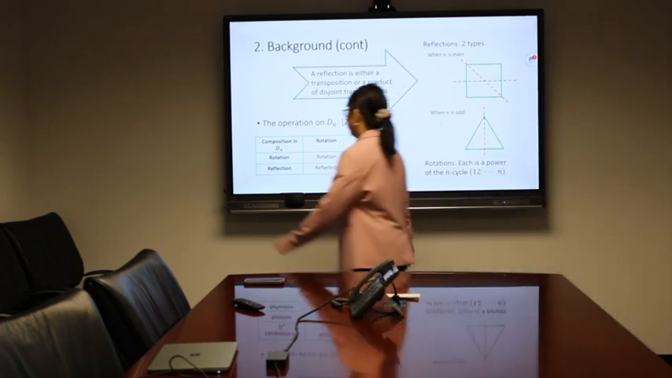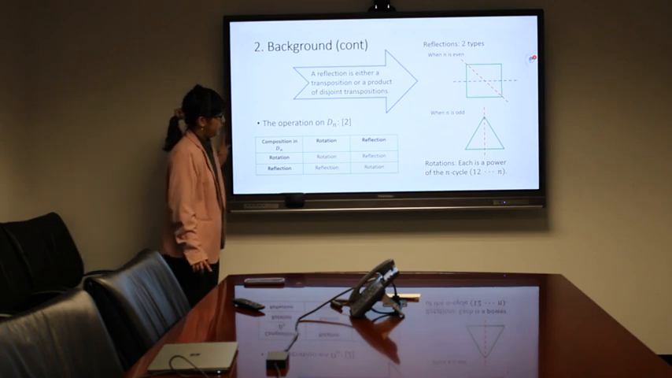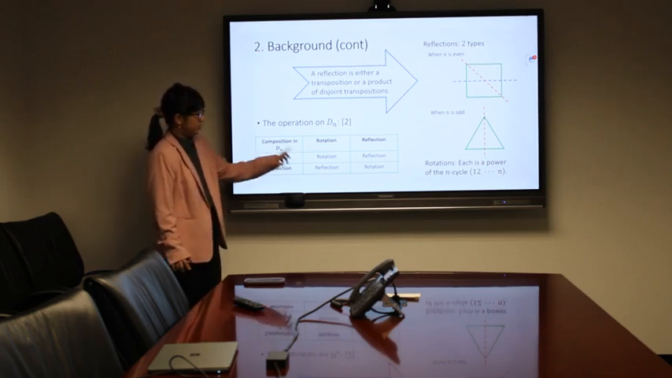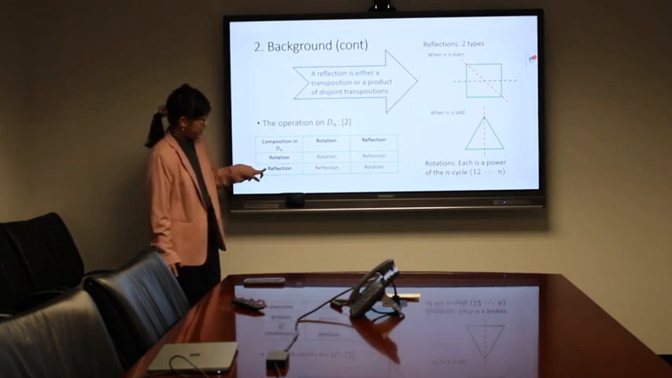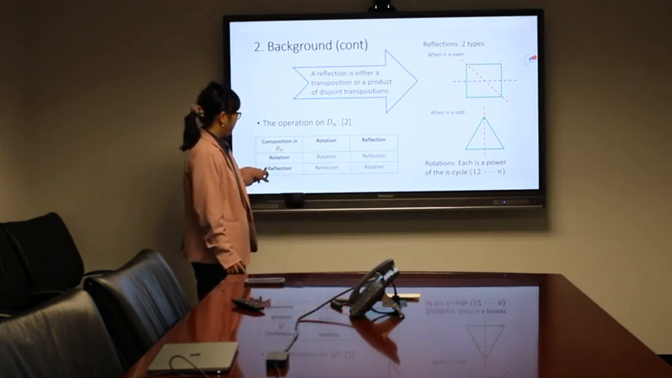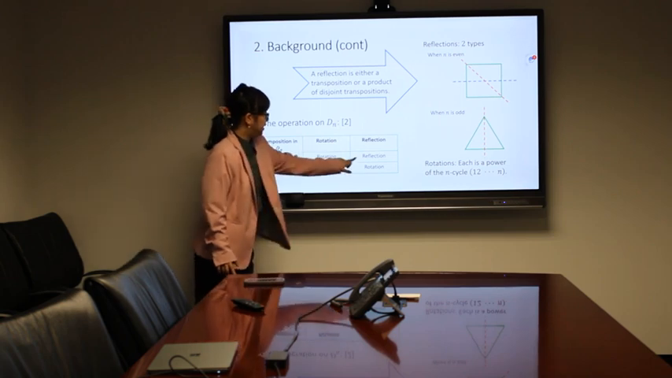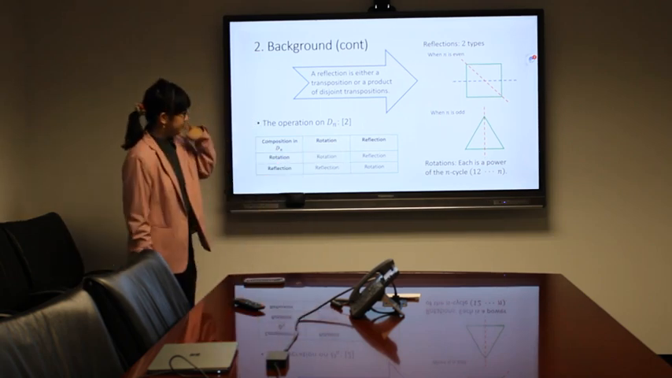Here are the characteristics of the operation in Dn. The product of two rotations is a rotation. The product of two reflections is a rotation. But the product of a reflection and a rotation in any direction is a reflection.